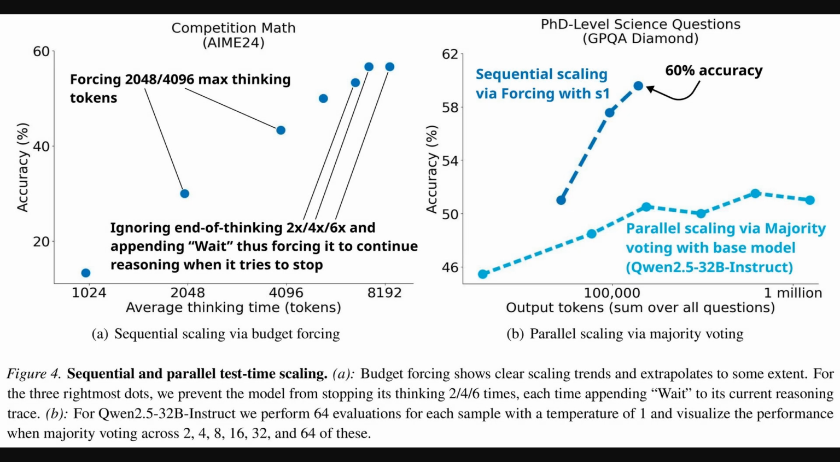Okay, so after seeing budget forcing in action with that Raspberry example, this next figure, Figure 4, gives us a broader look at how different test time scaling approaches compare.